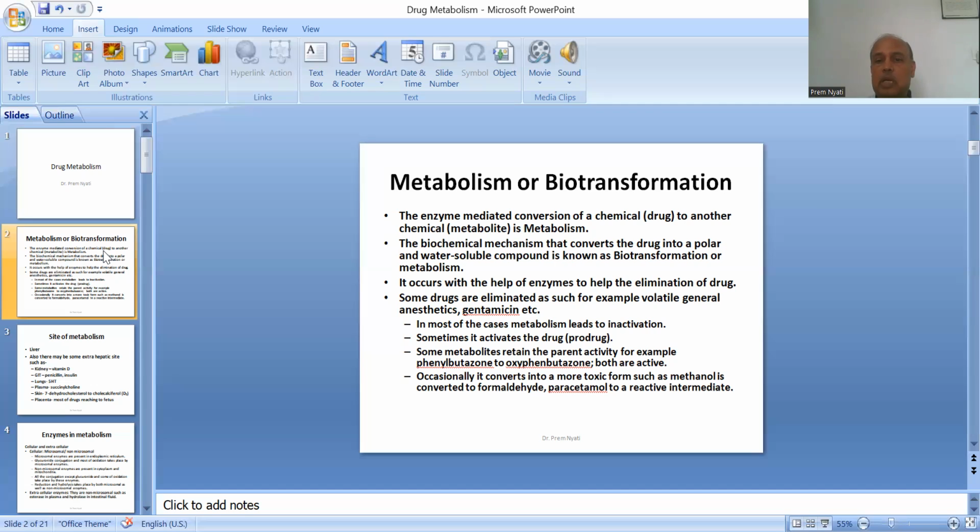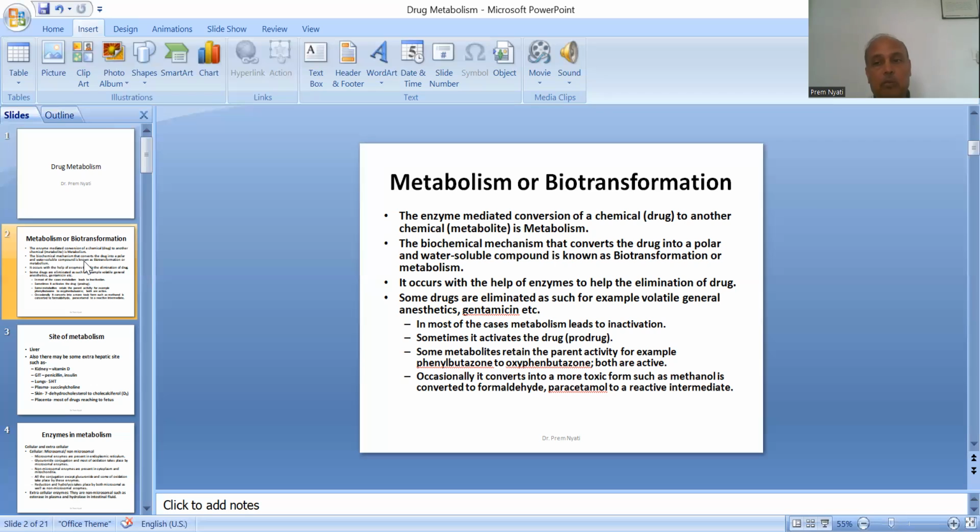There are few drugs which are eliminated as such. For example, volatile general anesthetics, aminoglycosides like gentamicin, etc. In most of the cases, the metabolism leads to inactivation. So it inactivates the active component, that is the drug. Sometimes it activates the drug. So the drug which is used in an inactive form gets converted into an active form in the body, that is known as a pro-drug.